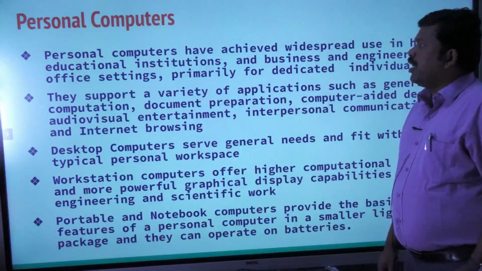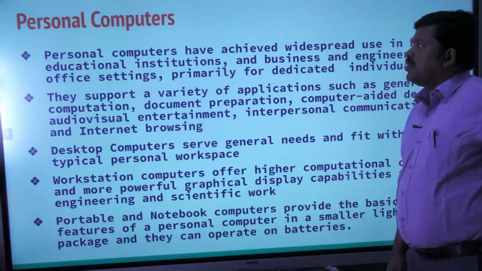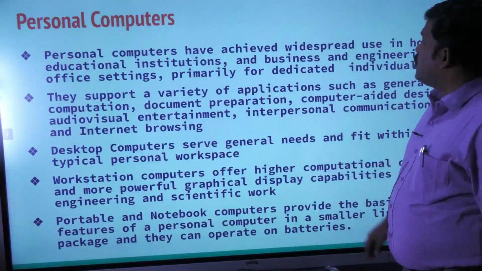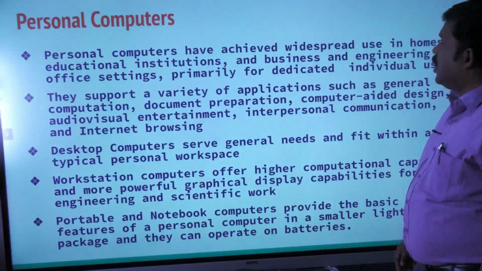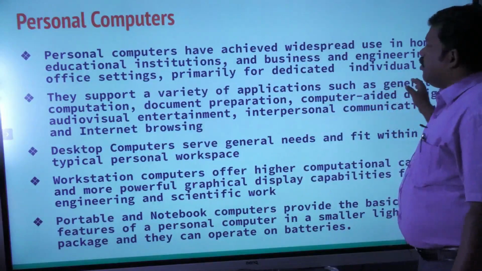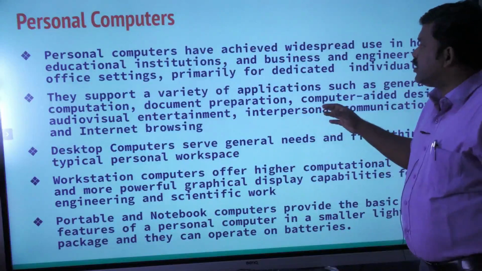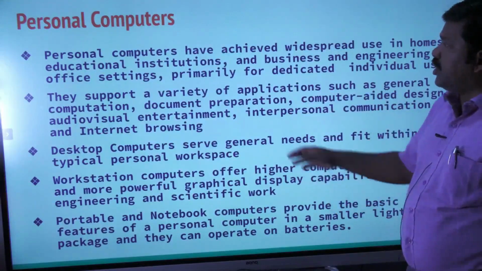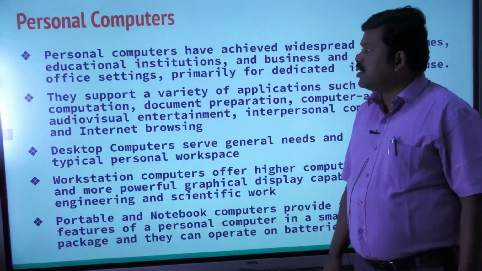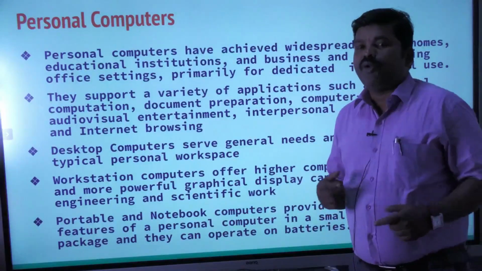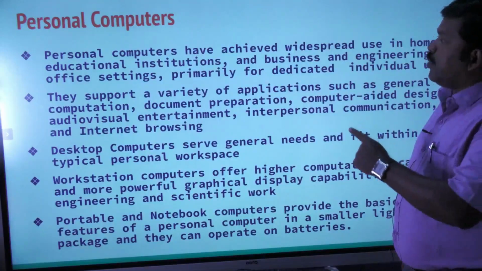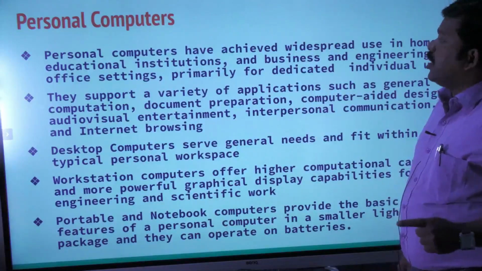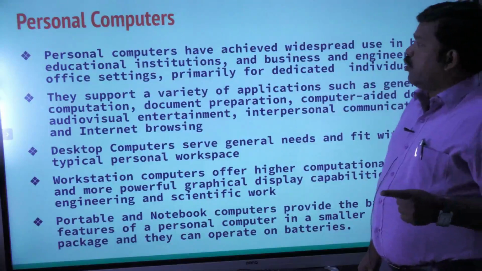Personal computers occupy the majority of the computers in the world. Personal computers have achieved widespread use in homes, educational institutions, business places, engineering applications, and office settings, primarily for individuals. Why is it called a personal computer? It contains the necessary computing facilities for a single user or personal use. That's what the name personal computer means.